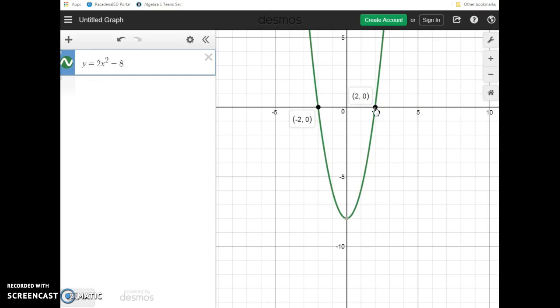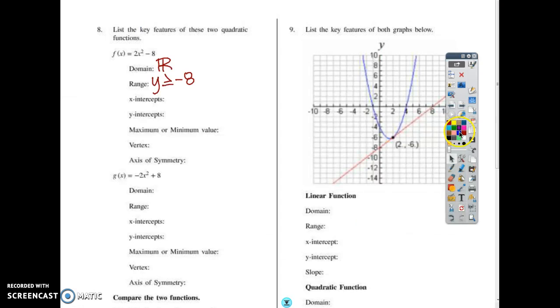Okay? And then what's our y-intercept? Hector, what's our y-intercept? Right, okay? Thanks for listening. It's negative 8. Okay? So on your paper, you should be writing your x-intercepts are negative 2 and 2, right? And your y-intercept is negative 8.